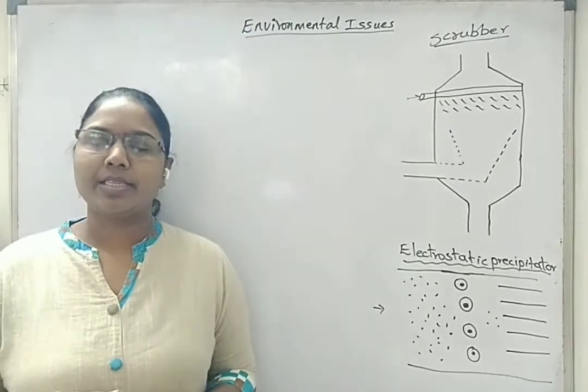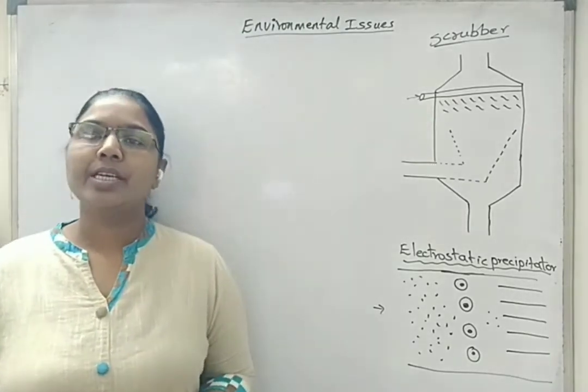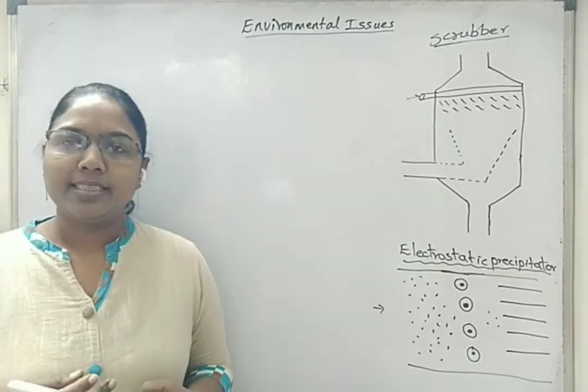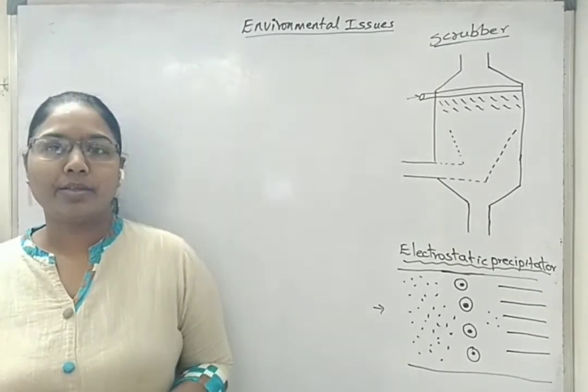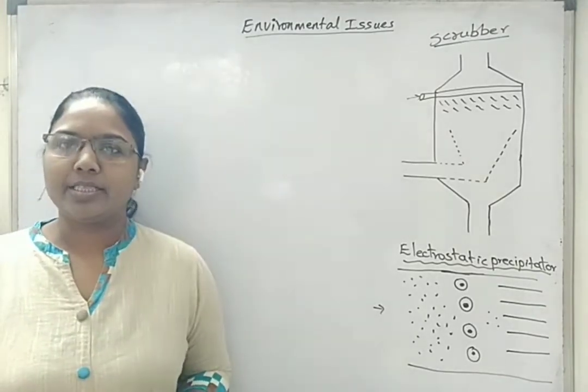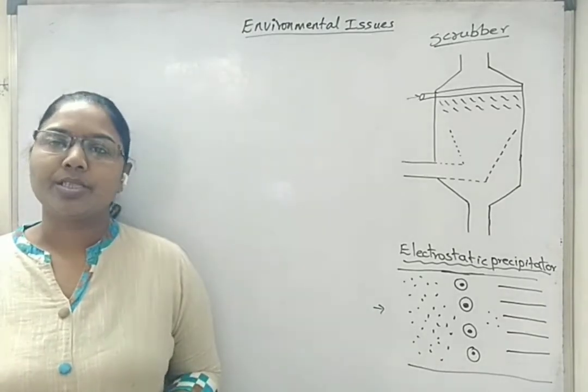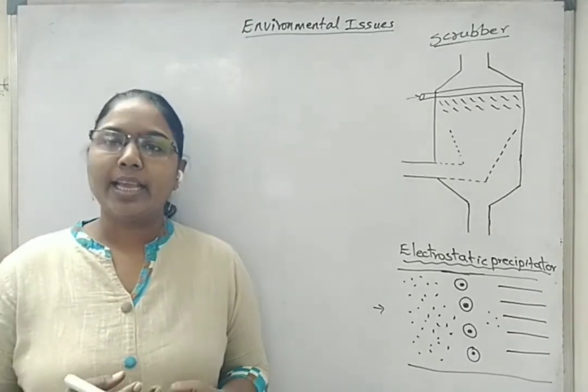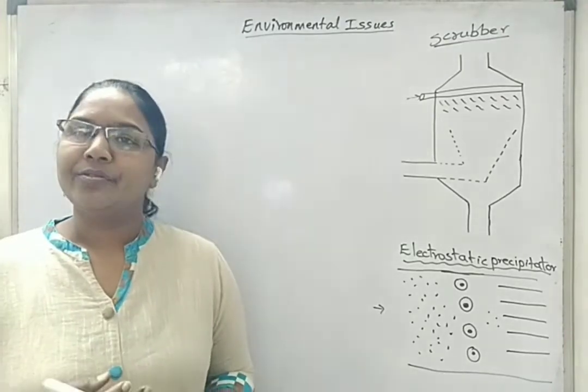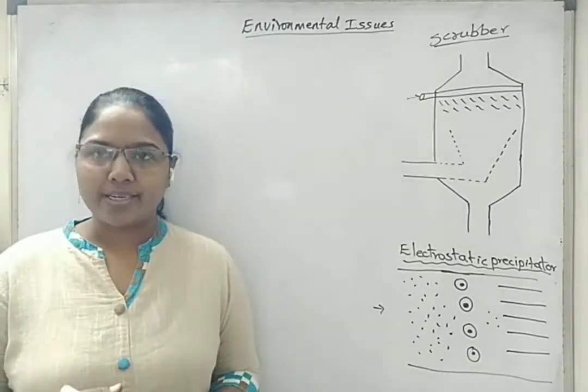So first we will start with scrubbers, which are used to remove nearly 99% of the particulate matter from the industries. Mostly, scrubbers are the equipment that is used to remove the pollutants or the pollution from the industries or factories.